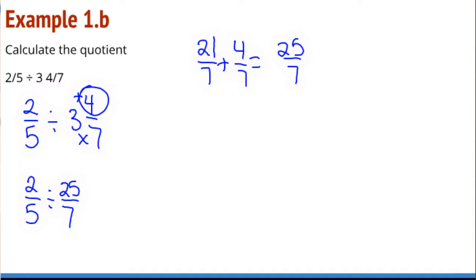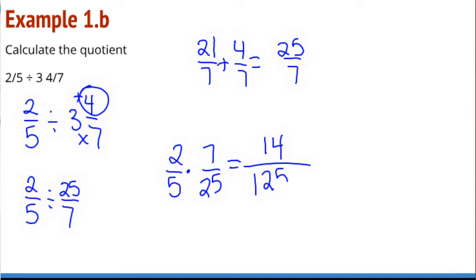25/7, and I can use my invert and multiply. So 2/5 times 7/25, and 2 times 7 is 14, and 25 times 5 will give me 125. So 14/125. And as we start to look at some of these problems, we can see why modeling is not always the most effective strategy. The modeling can be good for helping us to understand why something works, but I can't imagine trying to draw 125ths to solve this problem.